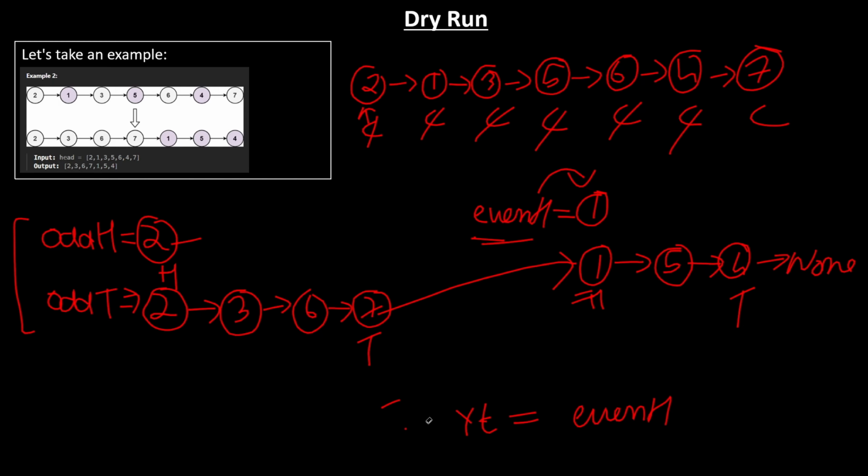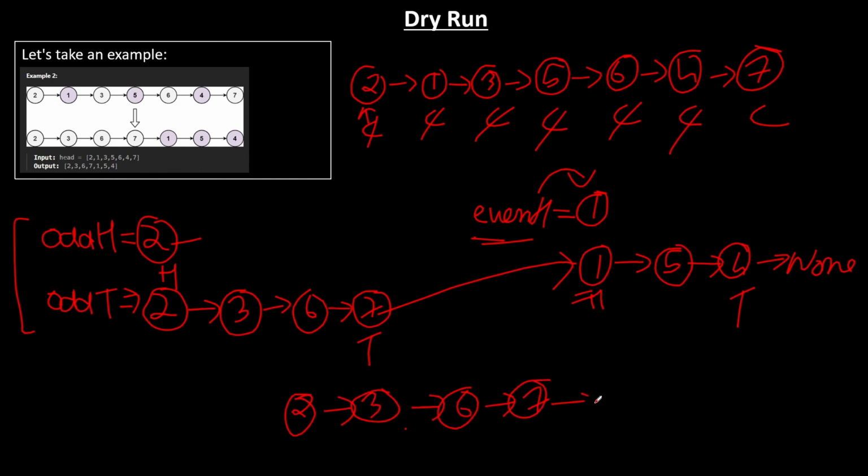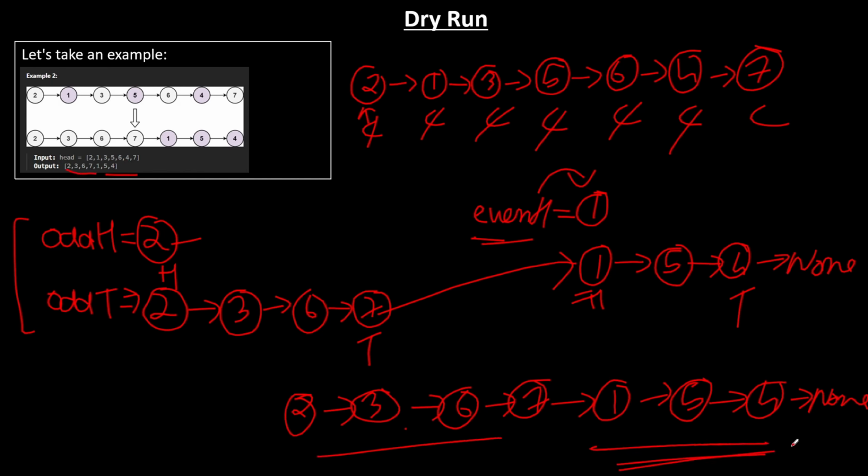And our final linked list will look like this: 2 pointing to 3, pointing to 6, pointing to 7, pointing to 1, pointing to 5, pointing to 4, pointing to none. Fine. So if you could see the output 2, 3, 6, 7, 1, 5, 4 and 2, 3, 6, 7, 1, 5, 4. So this is the complete dry run for the problem.